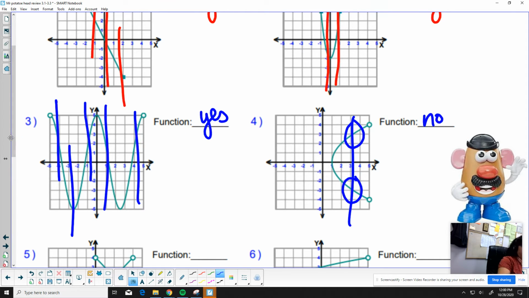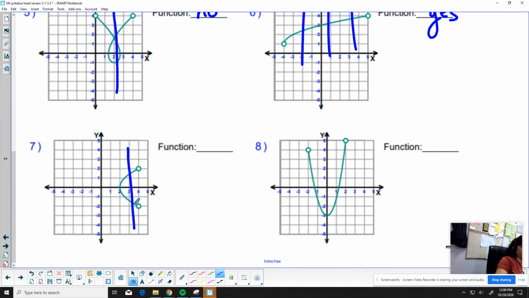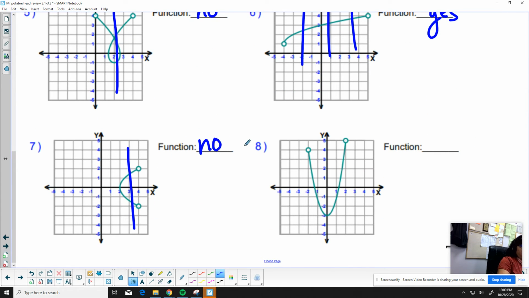This one's not because it crosses twice. This is not a function. This one's not because it crosses twice if I draw it right in the middle. This one is because it only crosses once no matter where I draw the line. Oh, this one actually is the same, isn't it? Oh, it's just smaller. So this is a no. And then this parabola, this is yes.